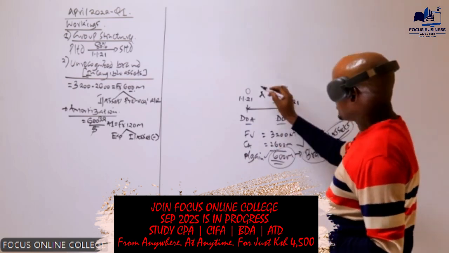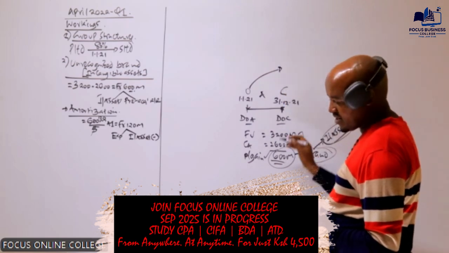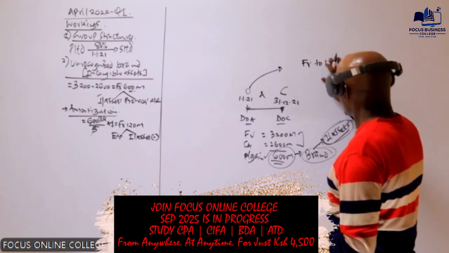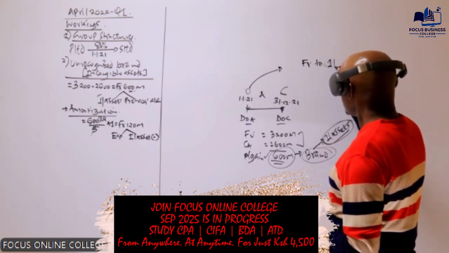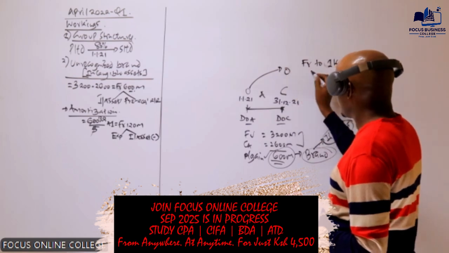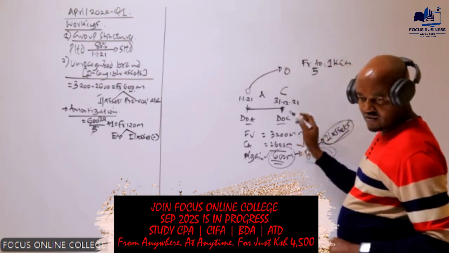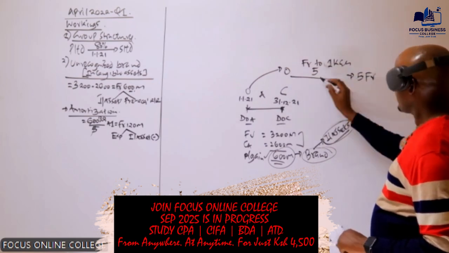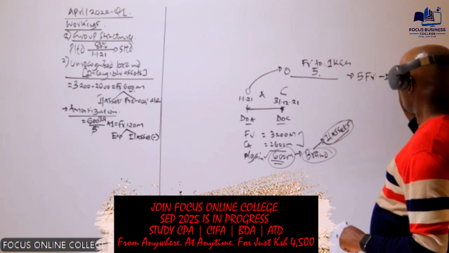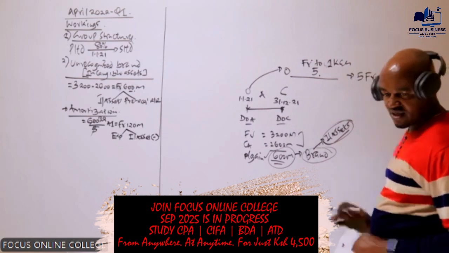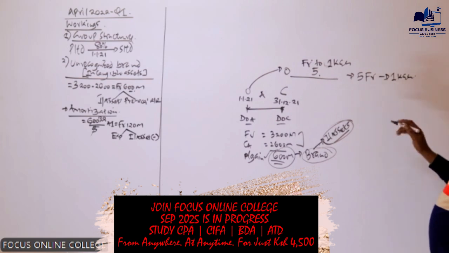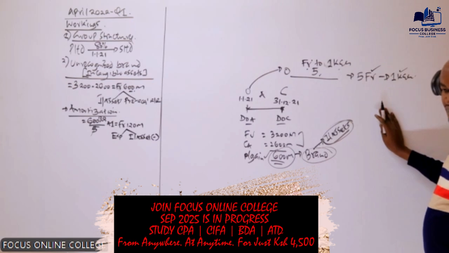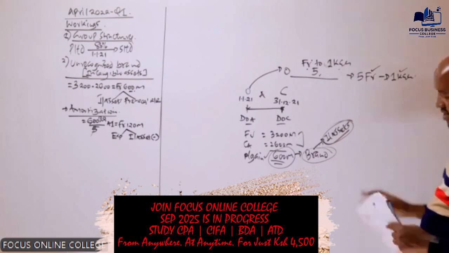For example, the exchange rate at the start of the year is given as franc to 1 Kenyan shilling, and the opening is 5. So this means that the opening exchange rate is 5 franc equal to 1 Kenyan shilling. That's basically the interpretation. 5 franc is equal to 1 Kenyan shilling.